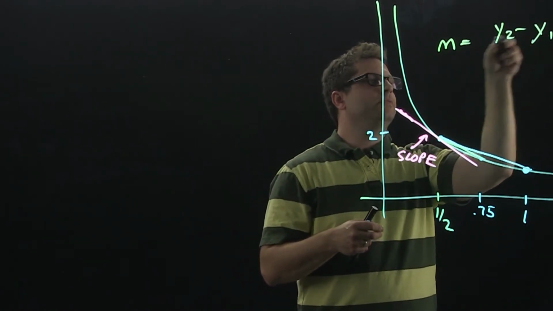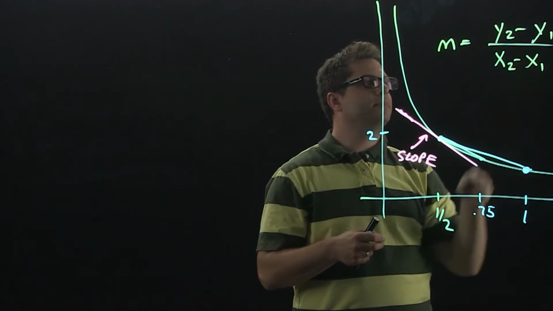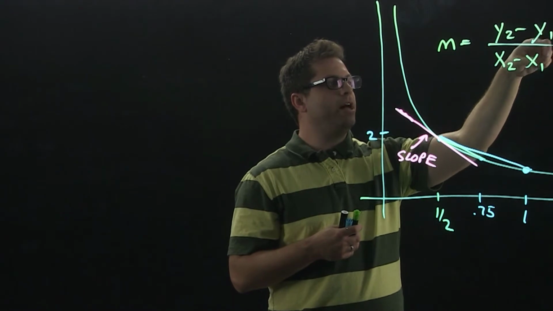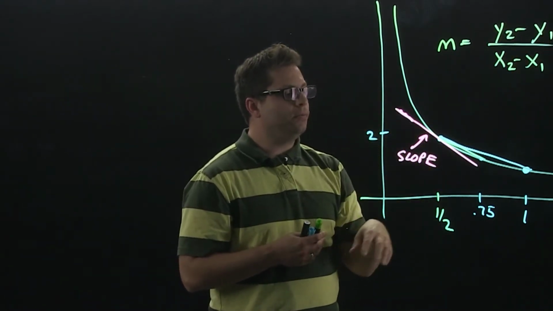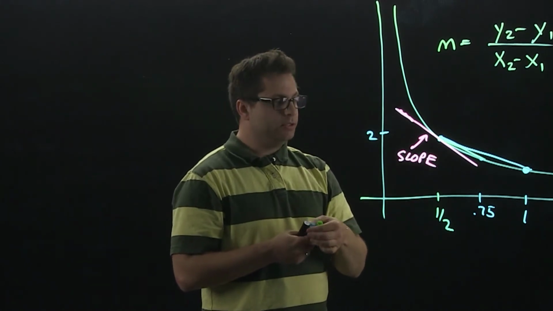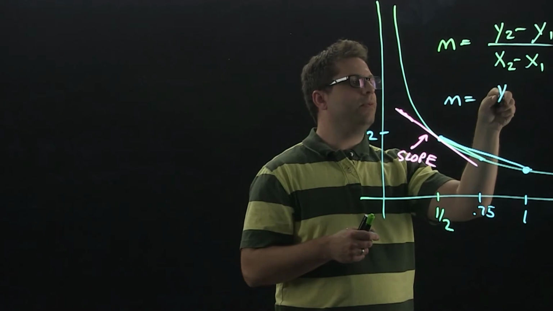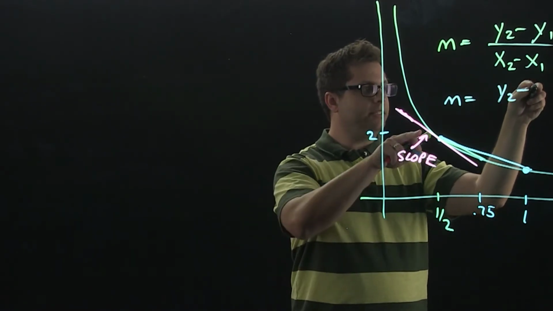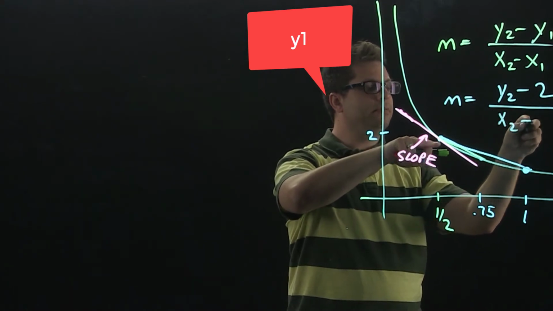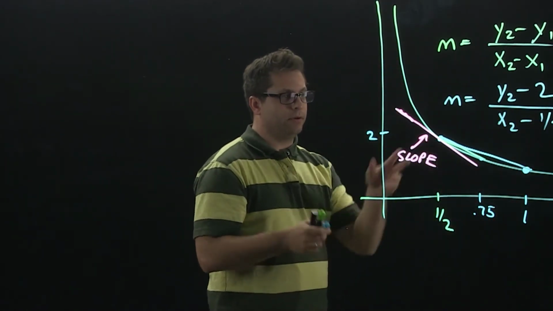Now, to find the slope of a secant line is just how you find the slope connecting 2 points. These are any 2 points, x1, y1, and x2, y2. We specifically will always have 1/2 comma 2. So it'll be y2 minus 2, because that's always y1, and then x2 minus 1/2, because that's always going to be the x value, or x1.